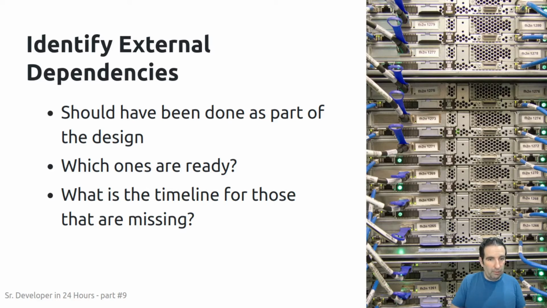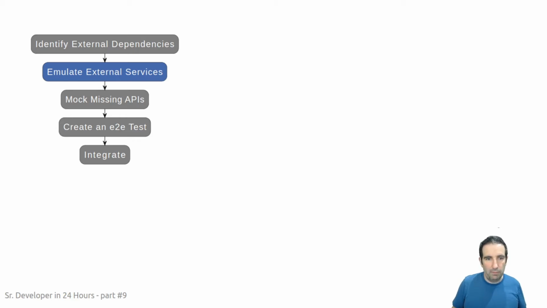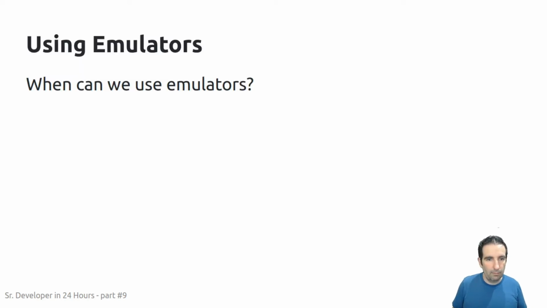Now, we have identified those dependencies. How do we work around them? And now we're going to start talking about the different strategies to be able to work around some of those dependencies that might not be ready. Okay, so first thing, emulators.